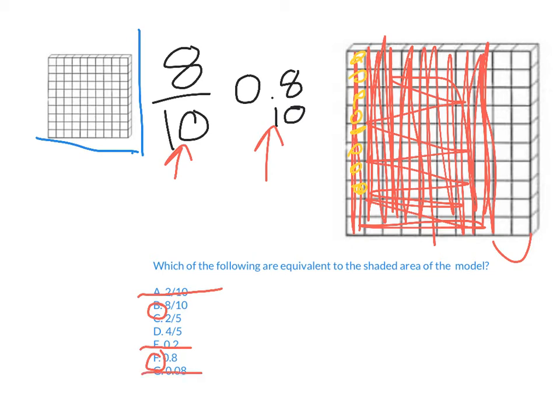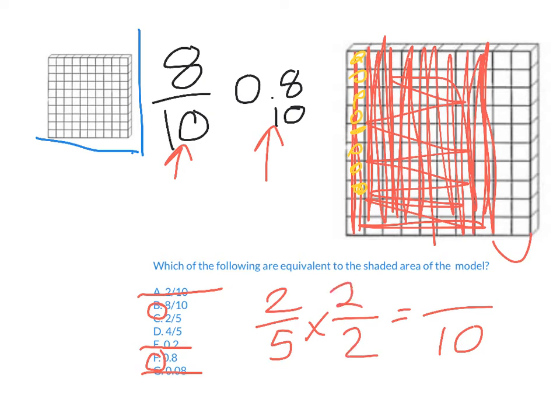Now that leaves me trying to figure out, does 2/5 or 4/5 work? Well, I know it's fifths and I have all these in tenths, but I know that fifths and tenths, I can make them equivalent to each other pretty quickly. So I'll take 2/5 times something equals something over 10. 5 times 2 gives me 10, and then I need to make that one whole, so 2 times 2 equals 4.